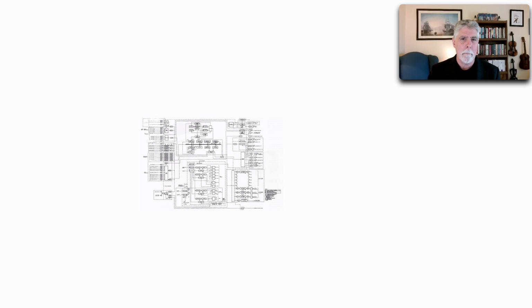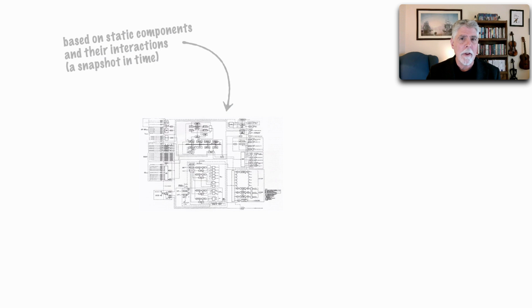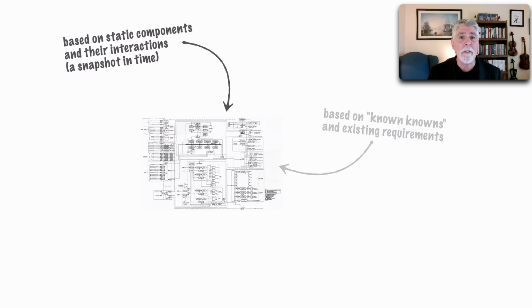Part of the problem that residuality theory describes is when we create an architecture, that architecture for that system is based on static components and the interactions between those components. But this is only a snapshot in time because it's based on what is called known knowns. In other words, things we know about already and existing requirements. And this is a very traditional approach for constructing or building an architecture.